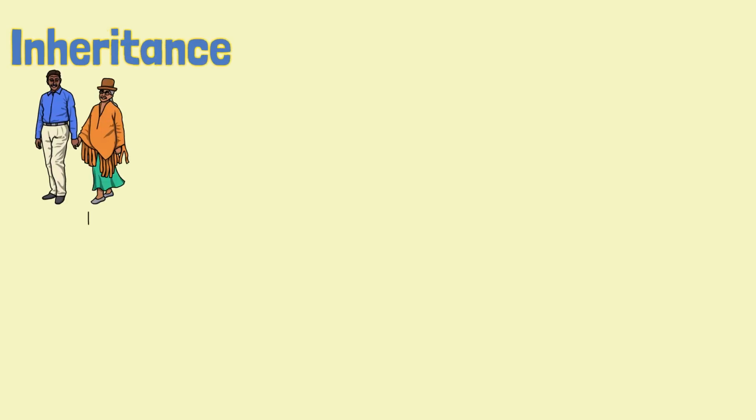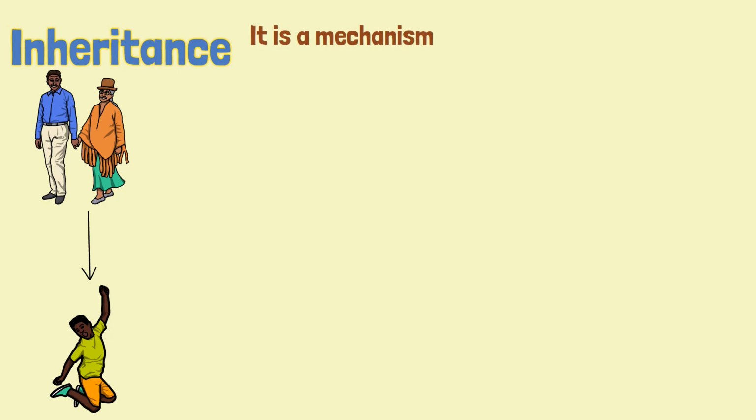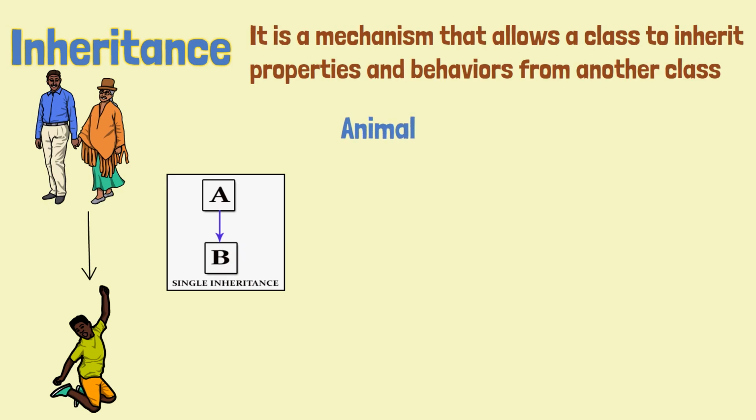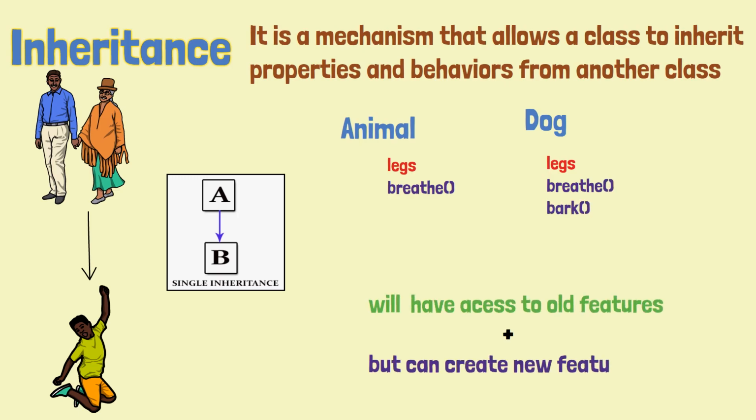Inheritance. Think of inheritance like traits being passed down from one generation to the next. If your parent is tall, you might inherit their height. In OOP, inheritance lets one class get the features and behaviors from another. For example, you have a class called animal, which has features like legs, and behaviors like breathe. Then, you can create a new class, like dog, which automatically gets those features and behaviors, but you can also add new traits like bark or fetch.